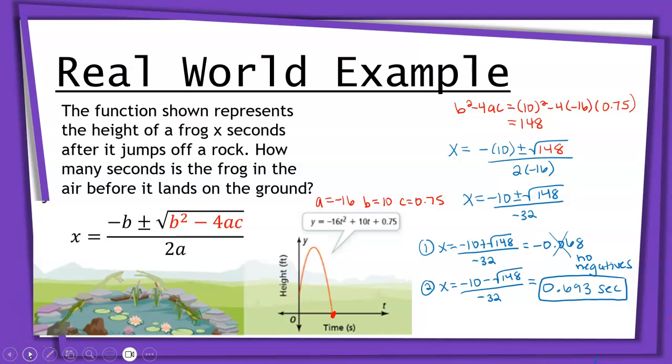Here's your final answer, so you can go ahead and pause it if you need to kind of go through the work. But as a reminder, when we're doing examples that are word problems, we only want the positive answer because our time can't be negative. And so for this answer, it would be 0.693 seconds.